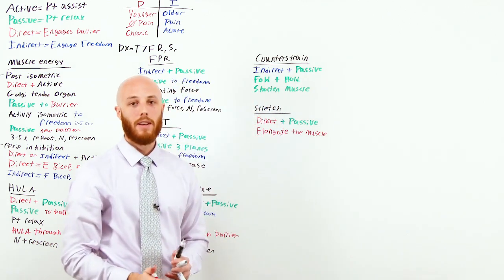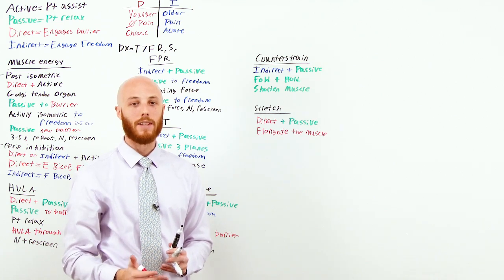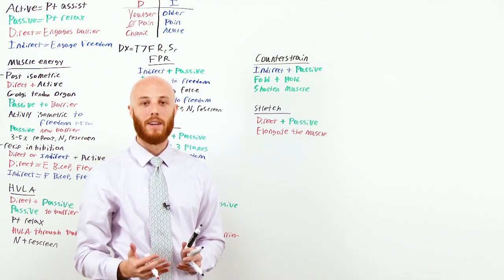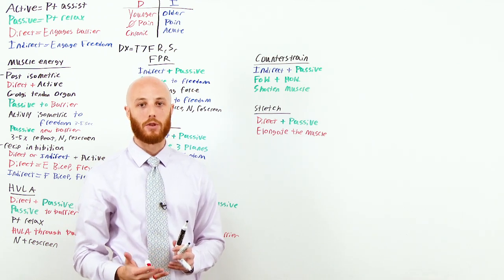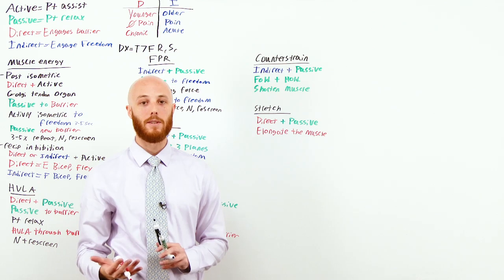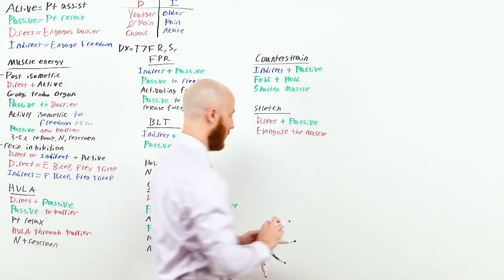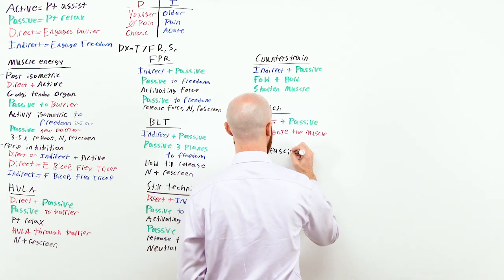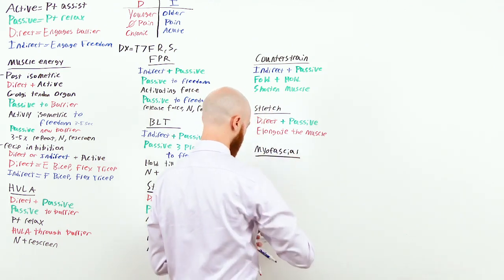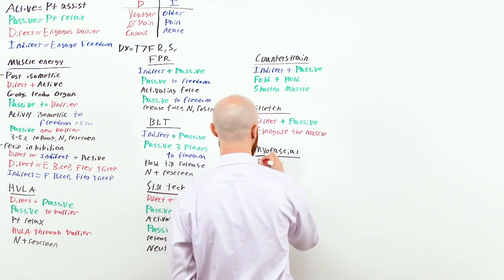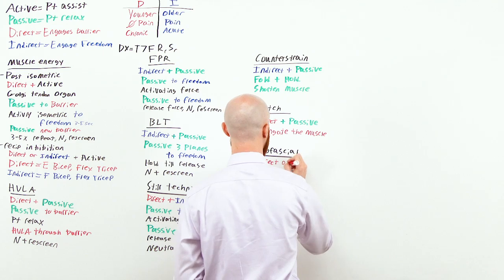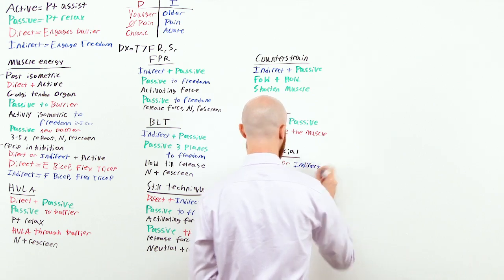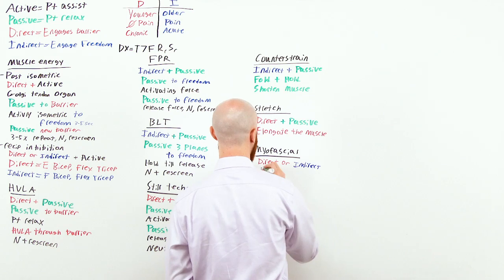And this last treatment is really just about anything that you want it to be. It's myofascial. This can be direct or indirect. It can be active or passive. It all depends on how you set up the patient for treatment and if you're going to ask the patient to assist you or not. So myofascial. This can be direct or indirect, and can be passive or active.